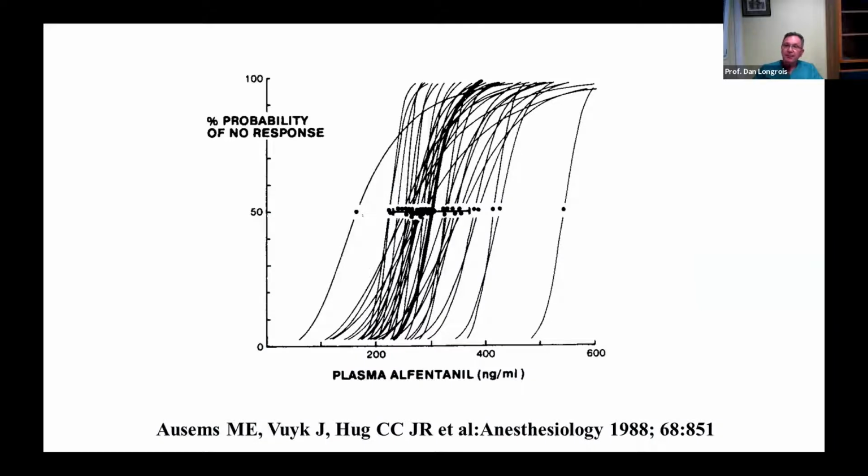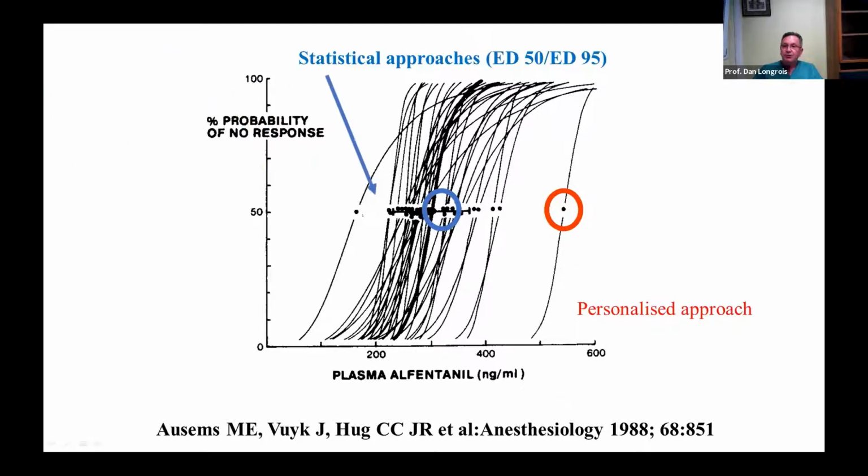Just to illustrate here what interpatient variability is. This is a fairly low number of patients. They are given plasma alfentanil, then they get the stimulus, and basically what you look at is the probability of response. It could be movement. So you have here the effective dose 50, and the effective dose 50 is a statistical approach.